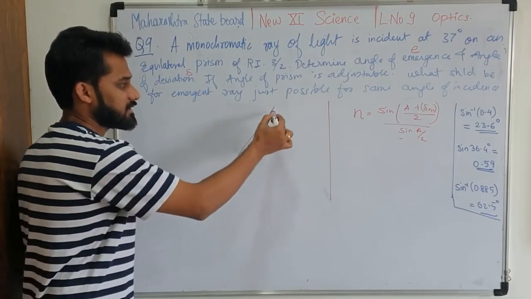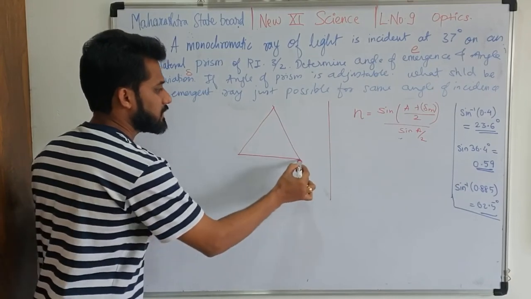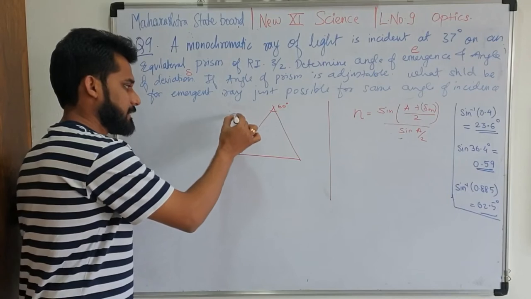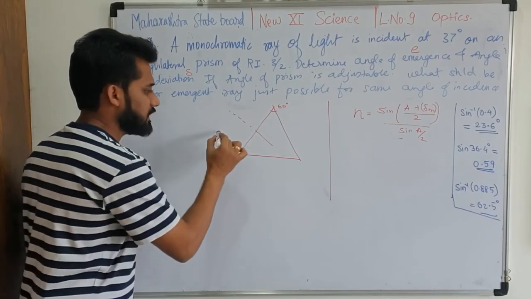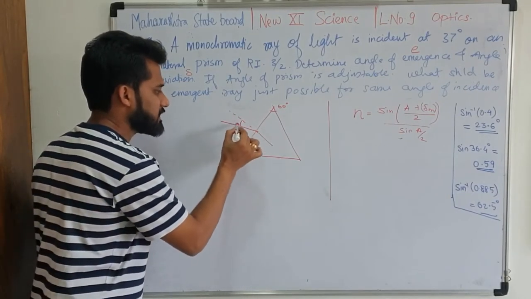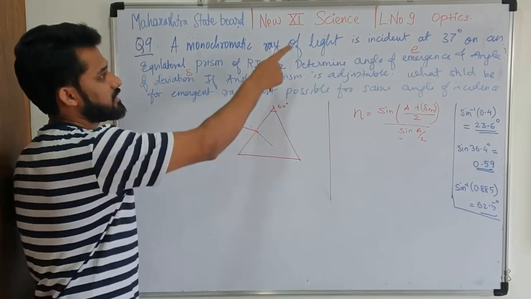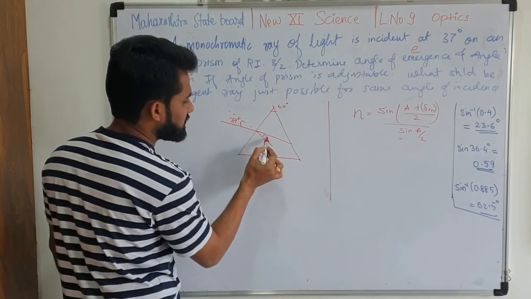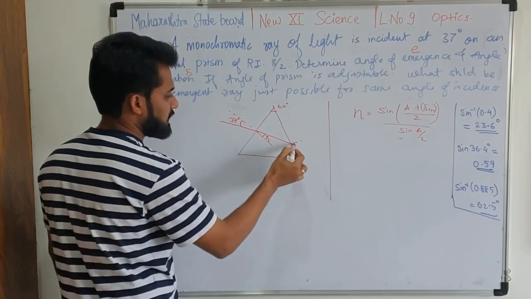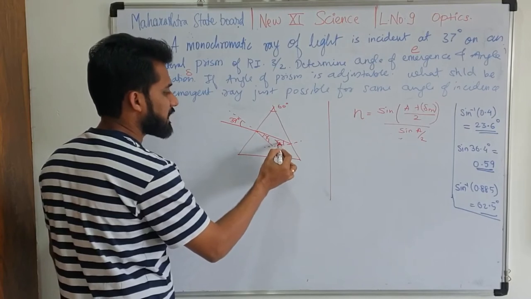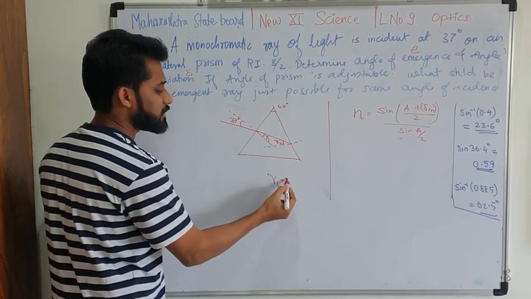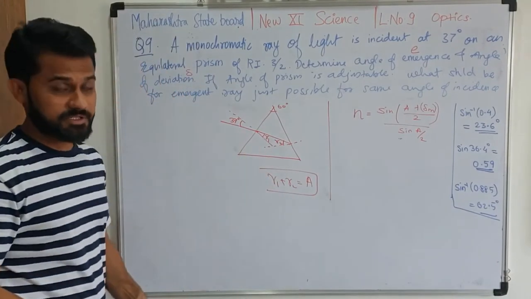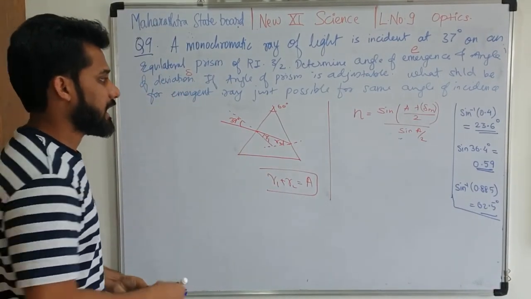So if this is the equilateral prism for which the angle of prism is 60 degree, this is normal. Light is incident at an angle of 37 degree, angle of incidence is 37, so the ray will bend towards normal, and this will be first refraction, and this is second normal, this will be second refraction, and we know that R1 plus R2 is equal to angle of prism. This is what we have proved in the derivation, that R1 plus R2 should be angle of prism.